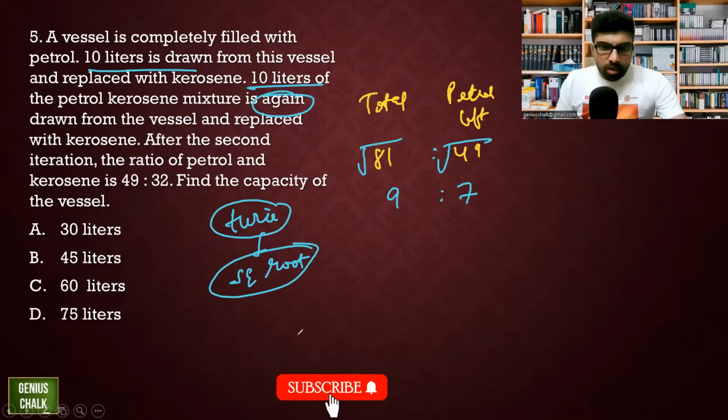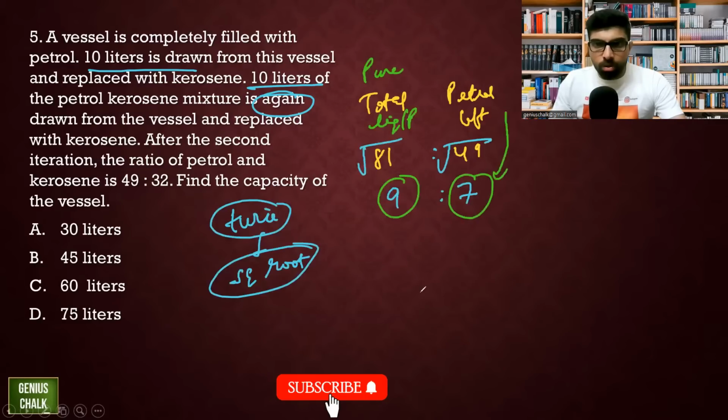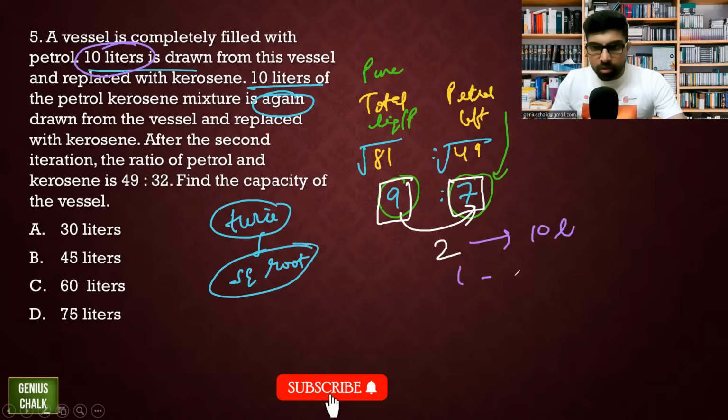That means the total liquid, pure total liquid of petrol was 9. Now it has come down to 7. That means what amount has been replaced? Can I say? Yes, I can say that 9 was the total petrol, 7 is the petrol now. That means 2 units, 9 minus 7, is gone or replaced. And this value of 2 is given in the question as 10 liters. So 2 value is 10 liters, which is the replacement quantity. So one value will be 5.